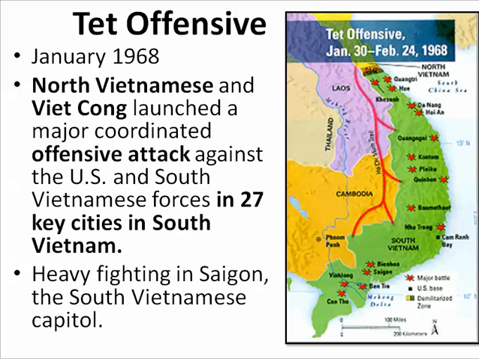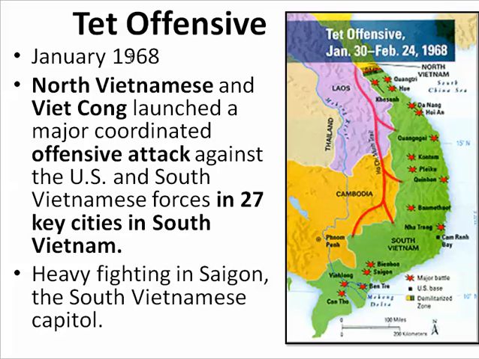Tet is a holiday in Vietnam, and the offensive means that North Vietnam is going to go on the offensive and fight an offensive war rather than a defensive one. So in January 1968, up here in yellow, this is North Vietnam. The North Vietnamese are talking about these people up here in the yellow, and the Viet Cong. Now the Viet Cong were the groups down here that lived in South Vietnam, but they wanted to be communists, so they were supporting Ho Chi Minh and the communists of North Vietnam.